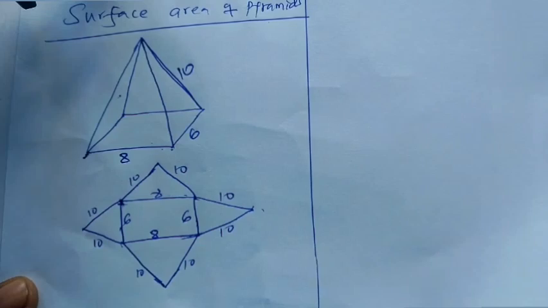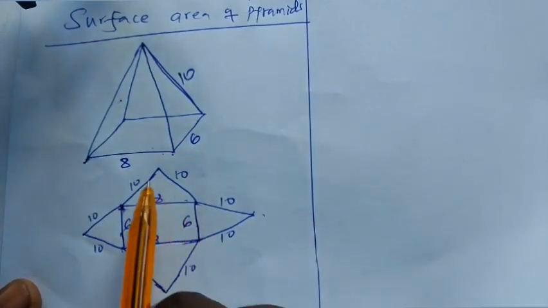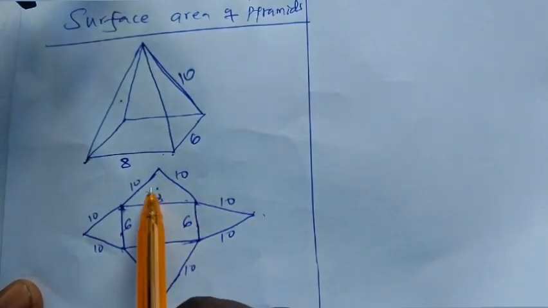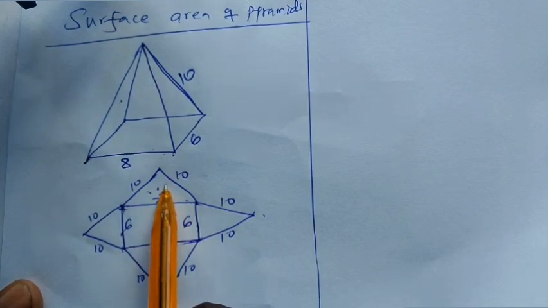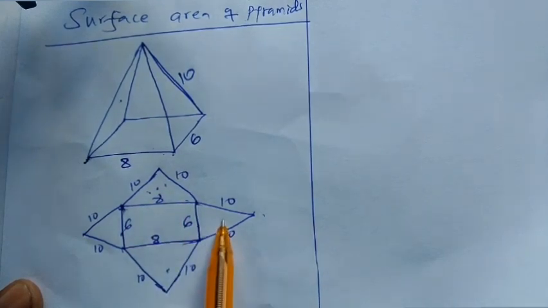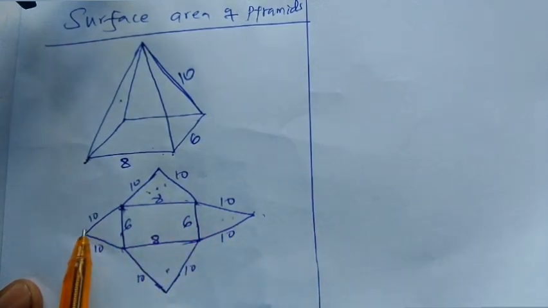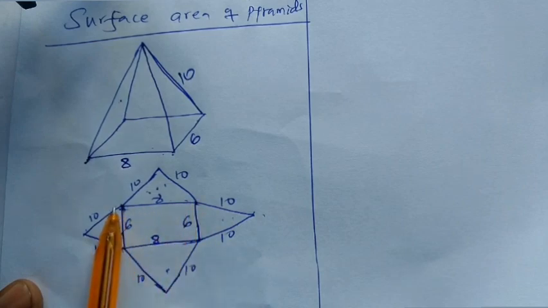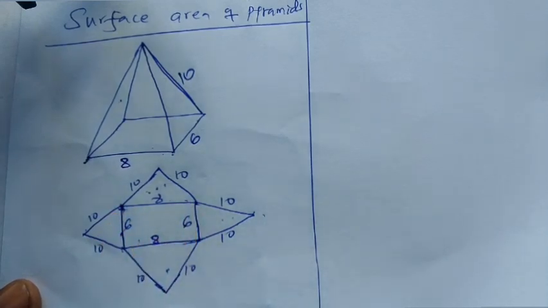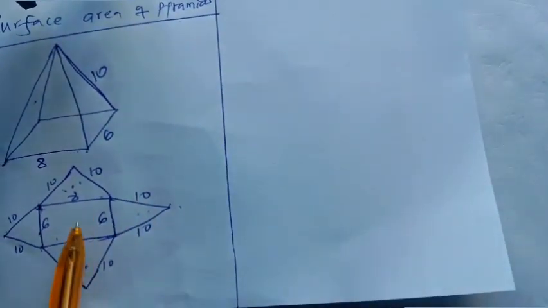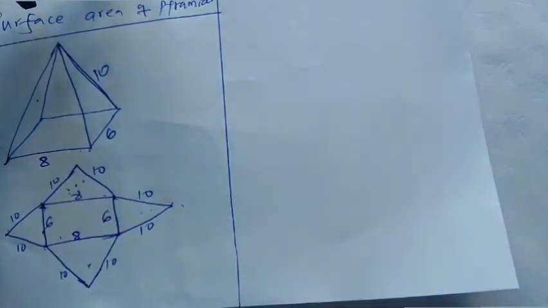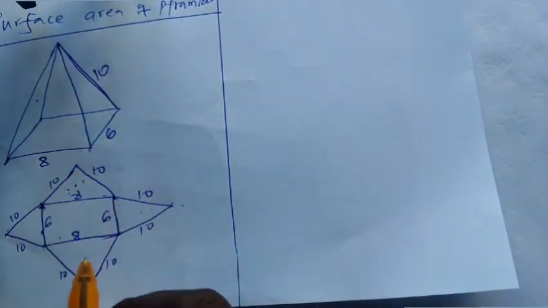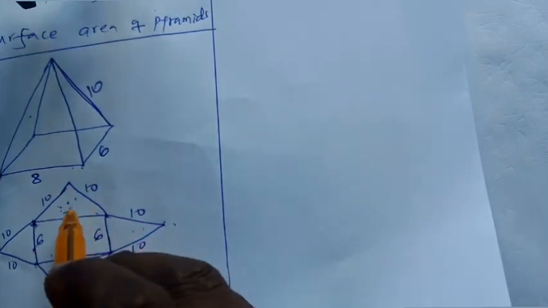Now what you need to do is to calculate the area of this triangle and multiply times 2, because these and these are equal. Calculate the area of this triangle, multiply times 2, and then add the area of this rectangle. Let's start by calculating the area of this triangle here, and remember what we are missing here is the height. So we will calculate the height first.